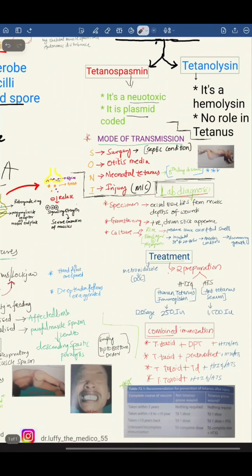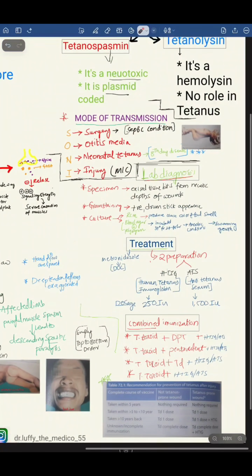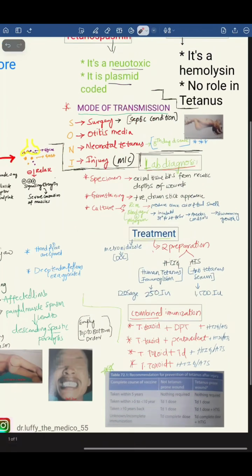And what is the treatment? Metronidazole is the drug of choice, and there are two preparations called HTIG and ATS. HTIG means human tetanus immunoglobulin, and ATS is anti-tetanus serum. What is the dosage? For HTIG, you can give 250 international units. For anti-tetanus serum, you can give 1500 international units.